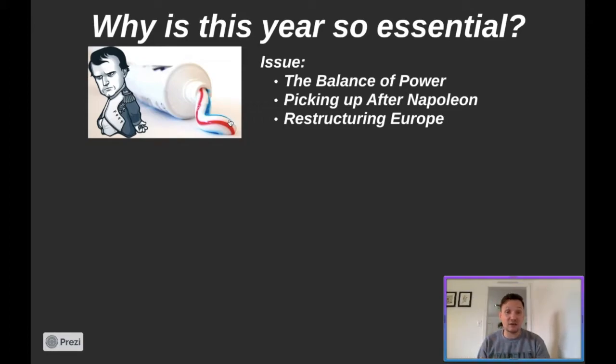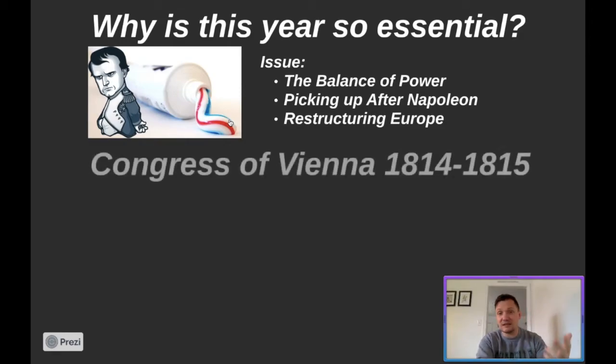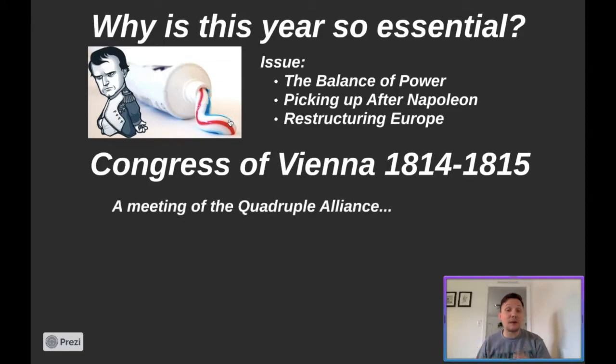So the big things that are going to be happening with Napoleon's toothpaste: we've got the balance of power. What country is now truly the longest standing, very authoritative group in the entire area? Which one is going to figure out how we pick up after Napoleon, and how we restructure Europe after he destroyed the Holy Roman Empire and weakened the Austrians? All of this is going to be figured out at the Congress of Vienna in 1814 to 1815, where they have to figure out a way to rebalance the powers.